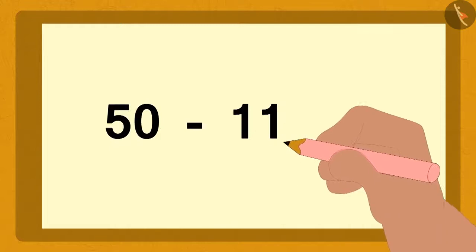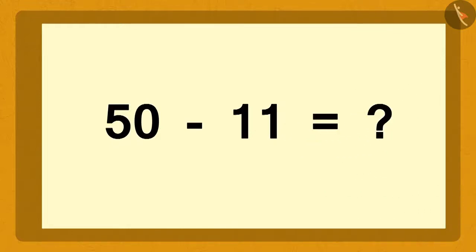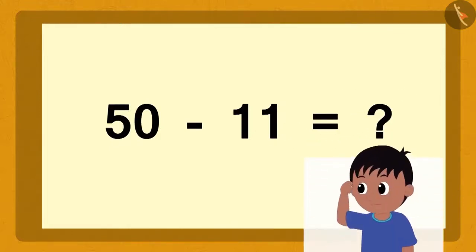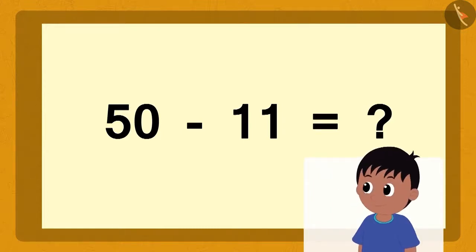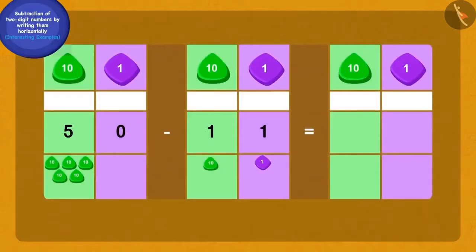Bablu immediately wrote this question on a piece of paper. But Raju started thinking because he could not understand how he could possibly subtract 1 ones of 11 from 0 ones of 50. Children, do you think this is possible? Let us see how Bablu solved it.